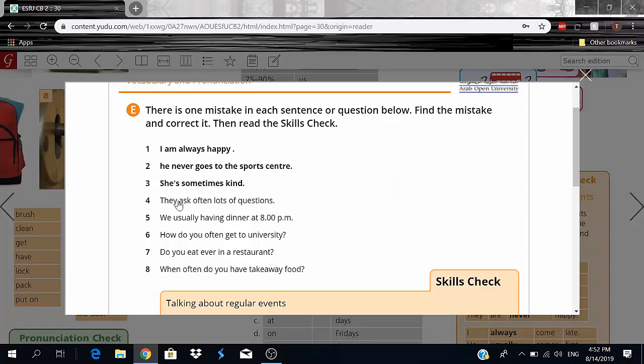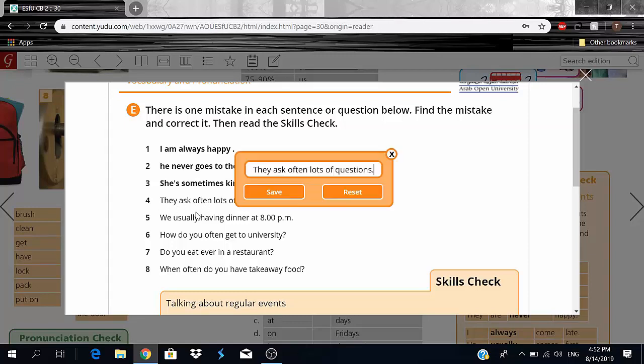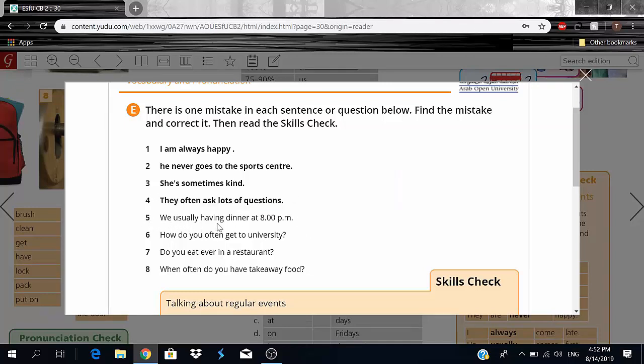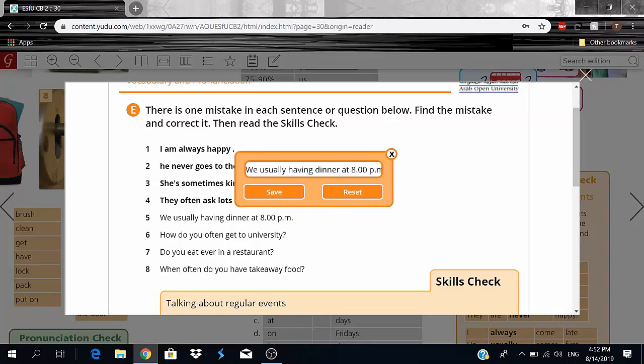Number 4. They ask often lots of questions. Nope, we're going to exchange places of ask and often. So delete this. They often ask lots of questions. Number 5. We usually having dinner at 8 p.m. Here we don't add ing, okay? So we usually have, just have, not having. We usually have dinner at 8 p.m.